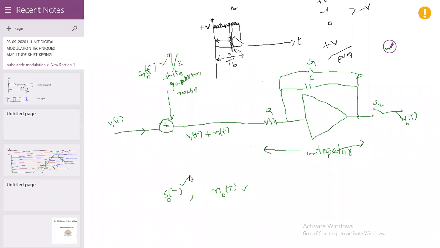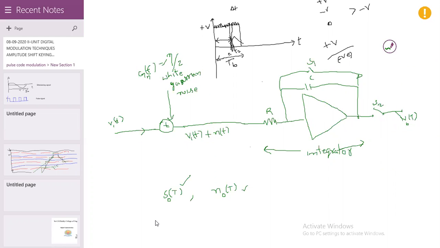And here first we can calculate V naught of t. Voltage calculate chesi danni manam power chedam. So before going to discuss about S naught of t, first you have to find out V naught of t. What is V naught of t here?